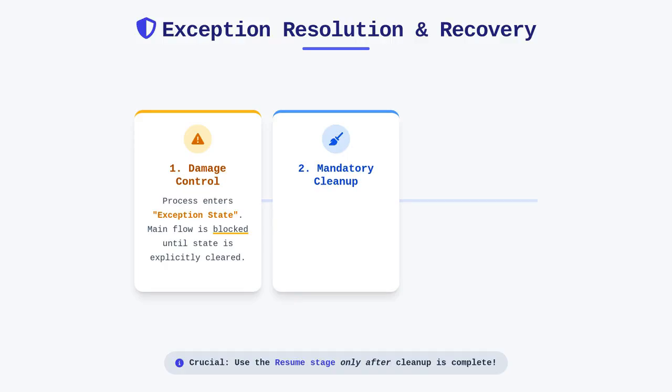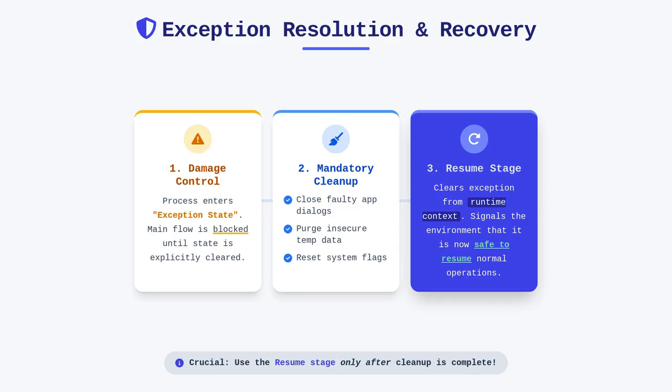You must use the resume stage only after you have performed your cleanup, such as closing a faulty application dialog, clearing insecure data from temporary memory, or resetting a specific system flag to a known starting value. Only then does the resume stage clear the exception from the internal runtime context, effectively telling the environment that the error is handled and it is now safe to resume normal operation.